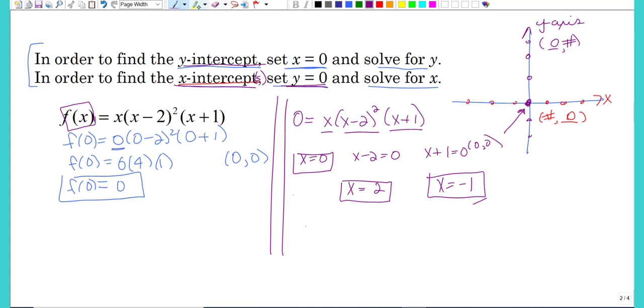But right now I want you to also notice that this was squared. So what does that mean? That really means that we had x minus 2 times x minus 2. We had it twice. So we actually call this a double 0 or a multiplicity of 2.